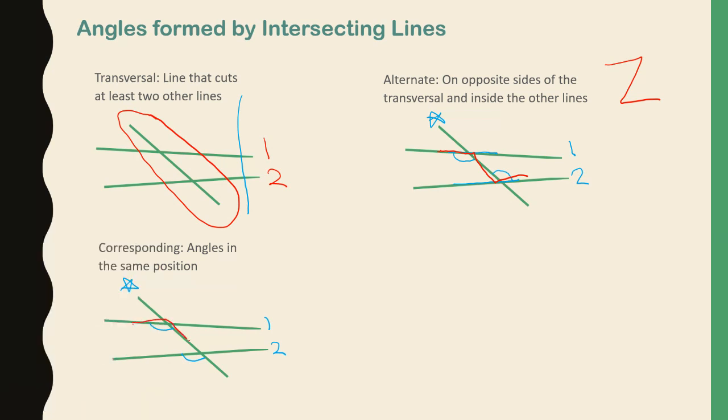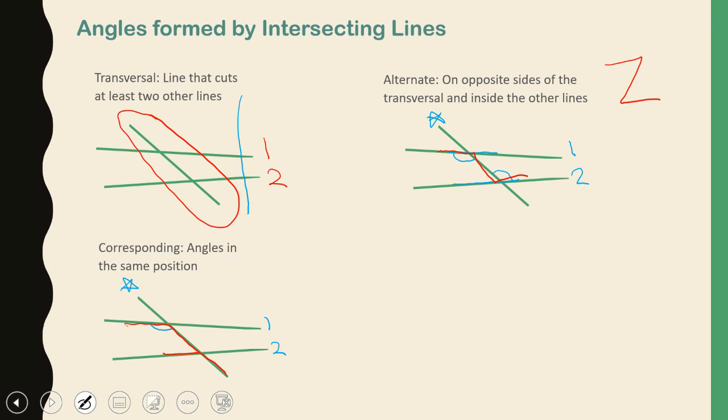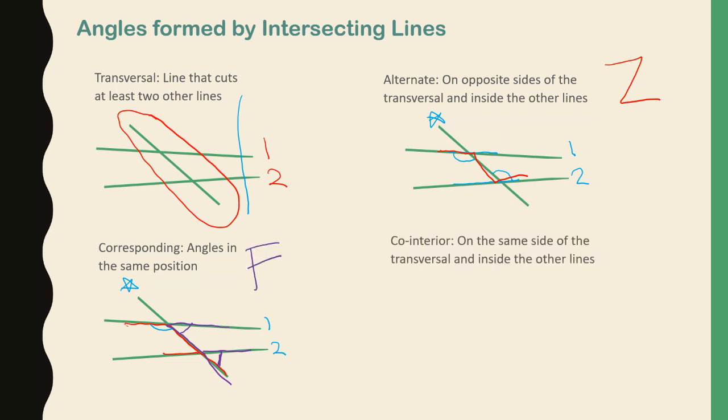Well, this is, ooh, that didn't work. An F flipped over. I could actually identify a second set of corresponding angles here. This angle here, if we imagine the big F, is corresponding to this angle here. Okay, so corresponding, remember, F. All right, and the third type, co-interior.